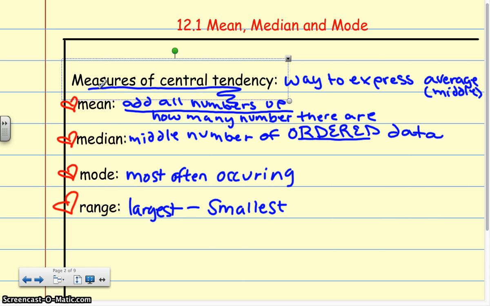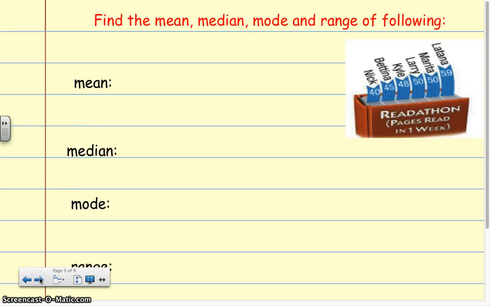So again, mean: we add all the numbers up and then divide by how many there are. Median is the middle number of ordered data. The mode is the most often occurring. In the range, you do largest, subtract the smallest.